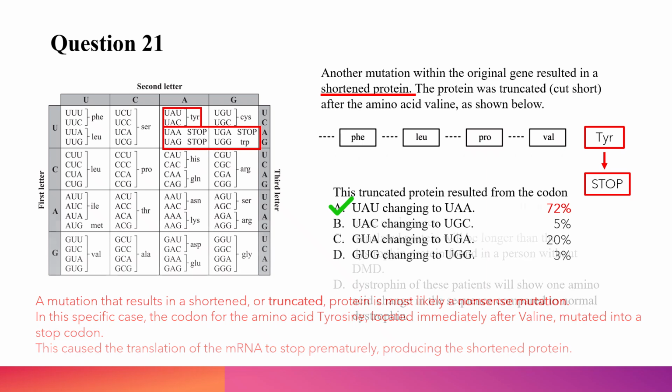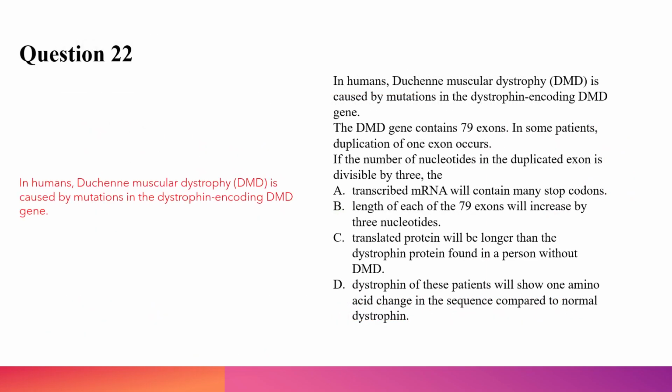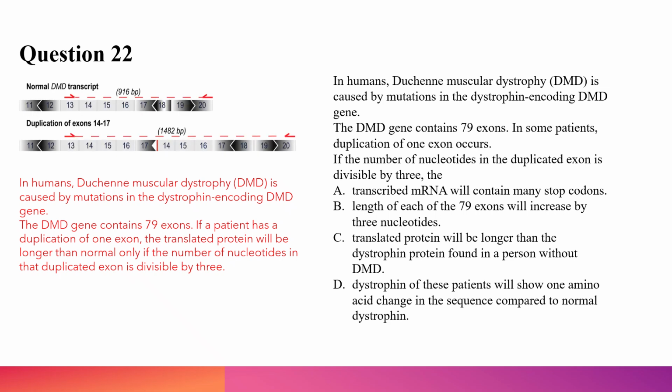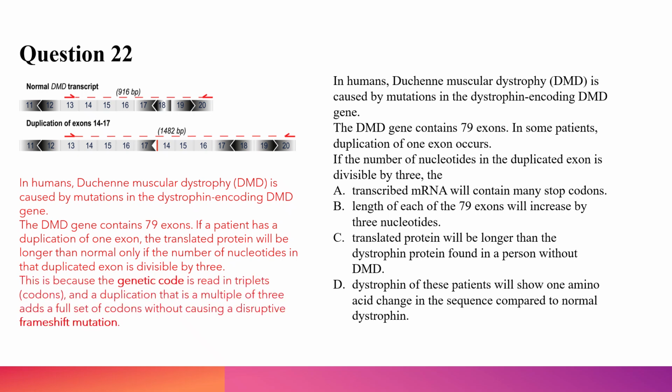In humans, Duchenne muscular dystrophy, DMD, is caused by mutations in the dystrophin-encoding DMD gene. The DMD gene contains 79 exons. If a patient has a duplication of one exon, the translated protein will be longer than normal only if the number of nucleotides in that duplicated exon is divisible by 3. This is because the genetic code is read in triplets, codons, and a duplication that is a multiple of 3 adds a full set of codons without causing a disruptive frameshift mutation.